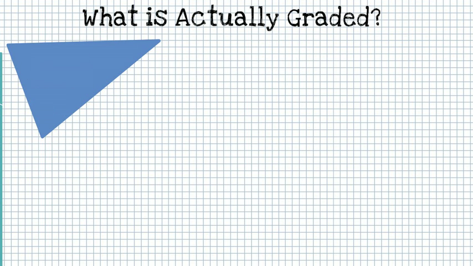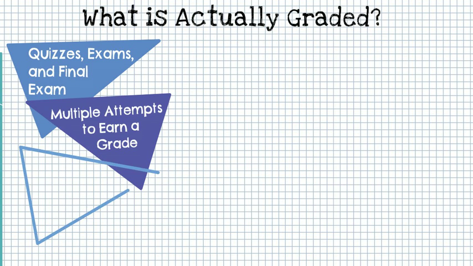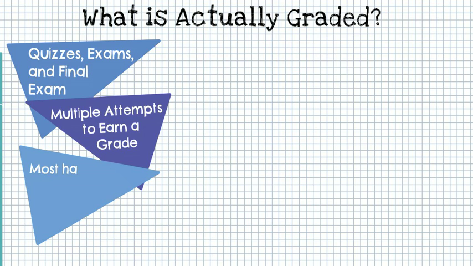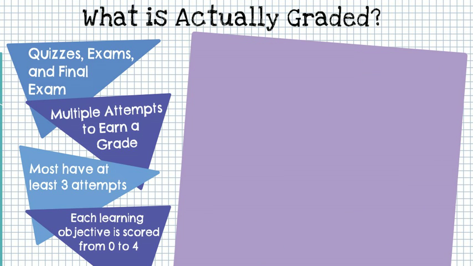The only assignments that are given mastery scores are quizzes, exams, and the final exam. You will have multiple attempts to earn a higher mastery score throughout the semester. For most learning objectives, you will have 3 opportunities to earn your final mastery score. The first attempt is on a quiz, the second attempt will be an exam, and the last attempt will be the final exam. For each learning objective, you will earn a single score on a scale of 0 to 4.